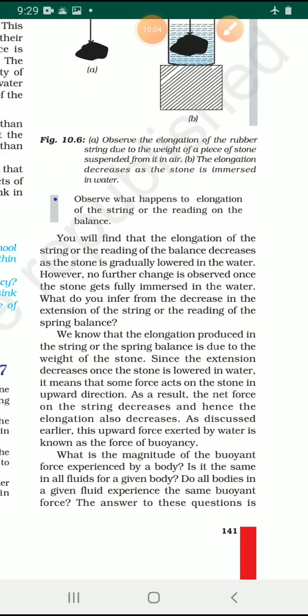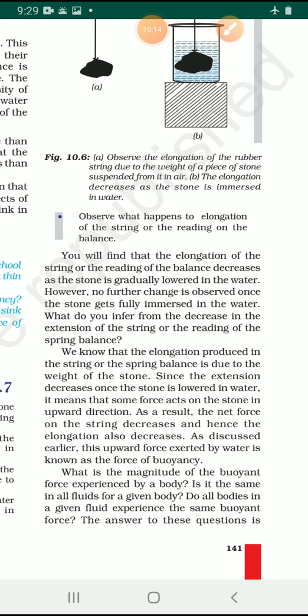We know that the elongation produced in the string or the spring balance is due to the weight of the stone, isn't it? Elongation is produced due to the weight of the stone. Suppose you take a string or a spring, and then tie a stone or something on the end of that, it gets elongated.